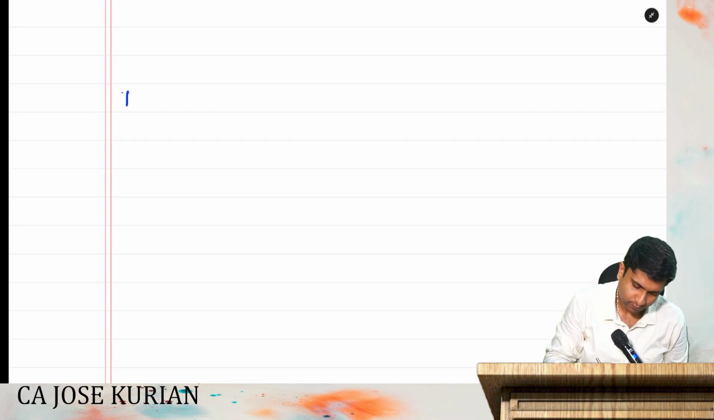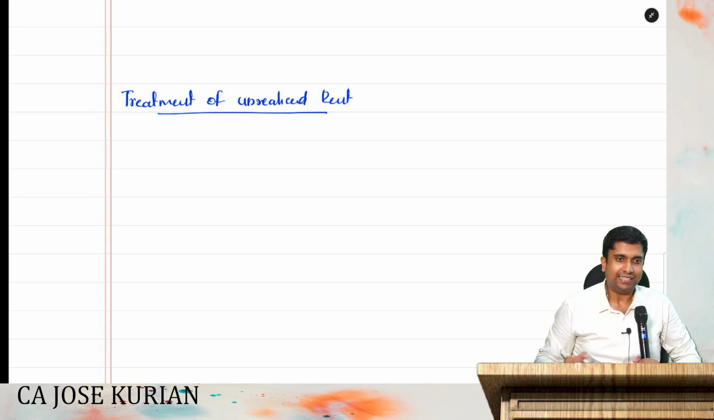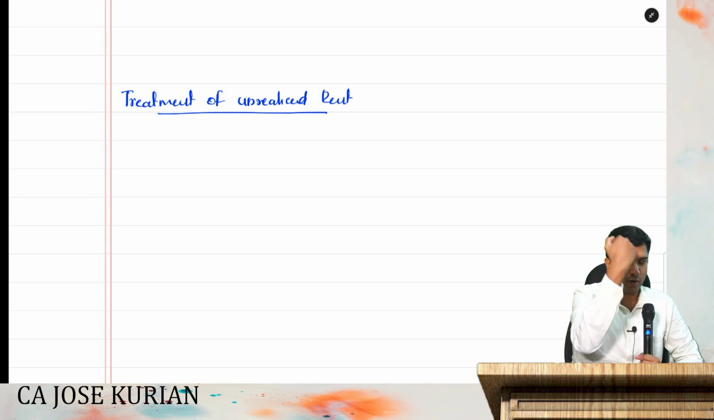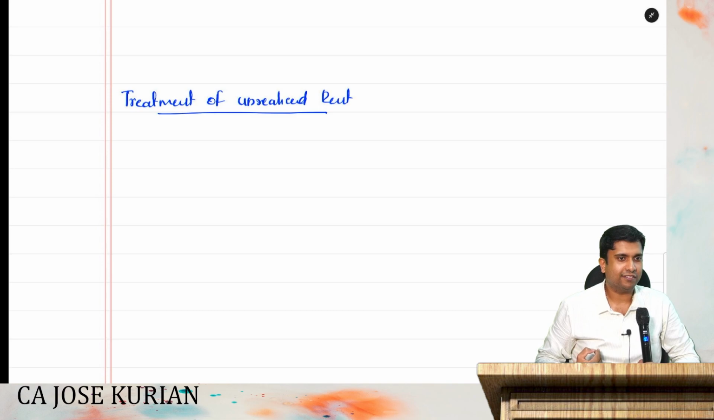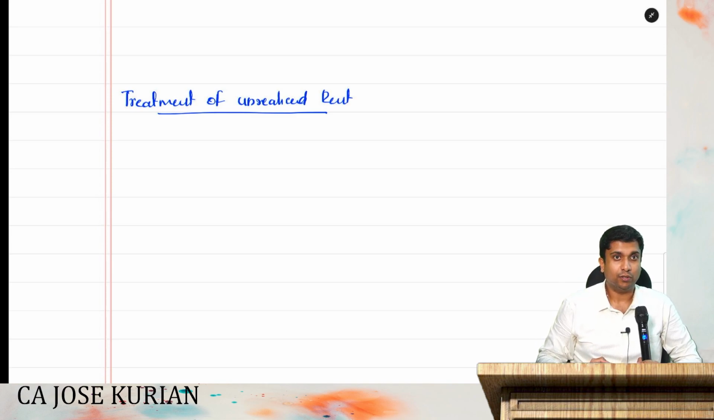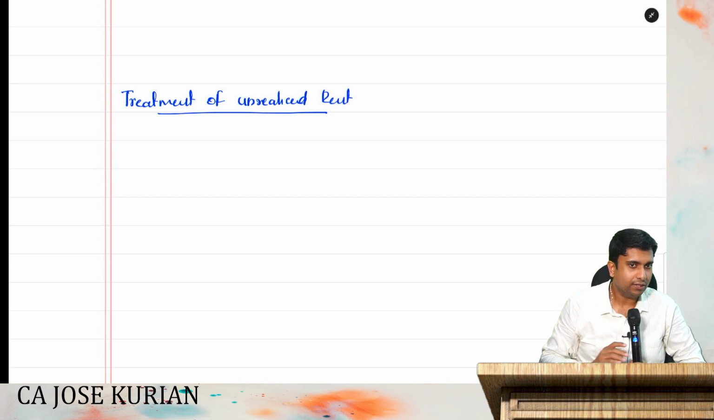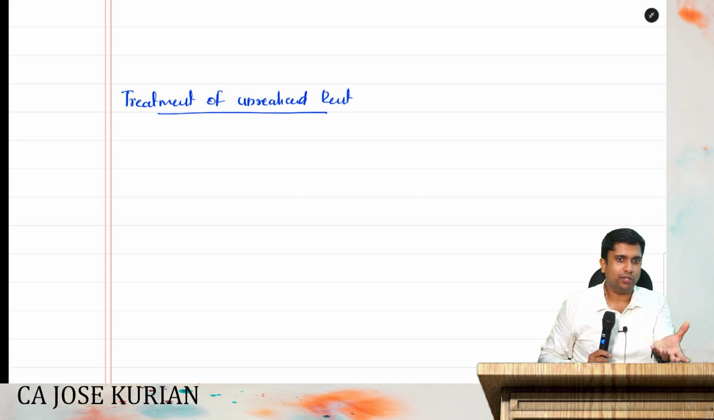Listen. Treatment of unrealized rent. So friends, tell me what you mean by unrealized rent. A property where your tenant already occupied, rent already accrued, but you haven't received it. You really doubt whether it is actually receivable or not. Are you all with me? A rent which is already accrued, but not in a position to receive is said to be what?